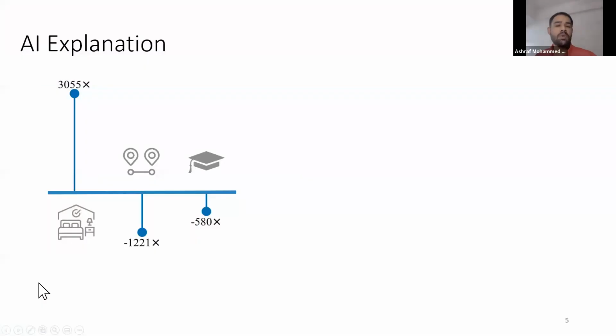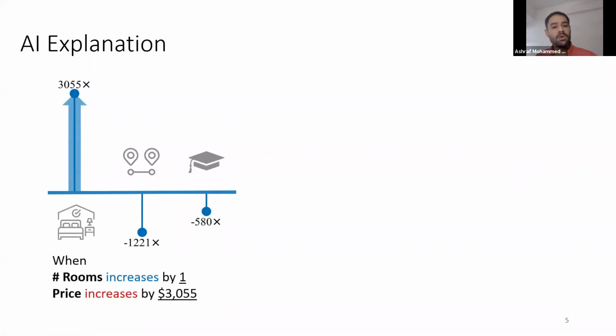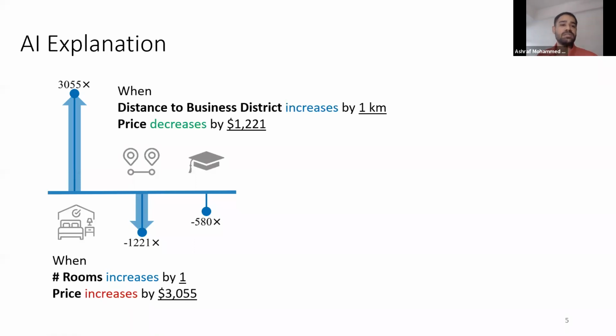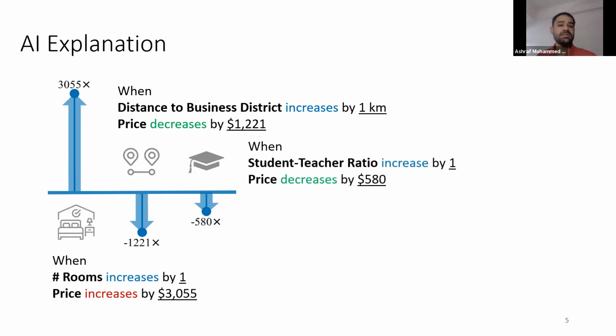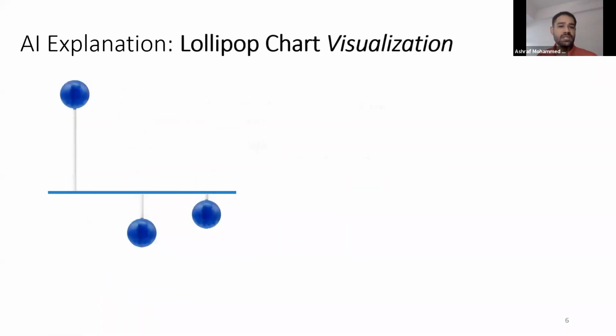And let's say the AI provides a visual explanation that looks like this. So it tells you that when the number of rooms increases by one, the price increases by $3,000. And when the distance from the business district increases by one, the price decreases by about $1,200. And it also tells you that as the student teacher ratio increases, the price of a house decreases. By the way, this visualization is called a lollipop chart visualization because, well, the bars look like lollipops, and the height of each lollipop is proportional to how influential that factor is.